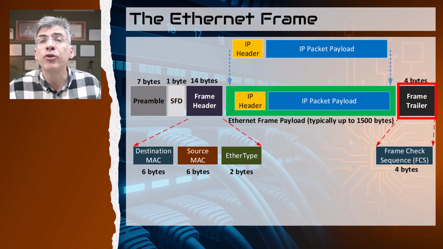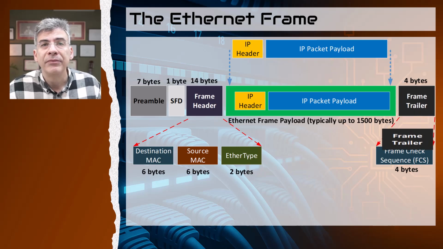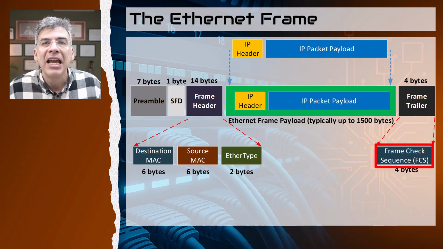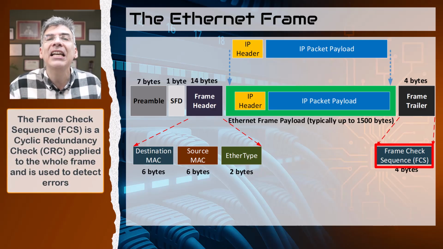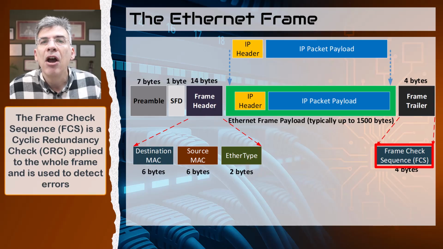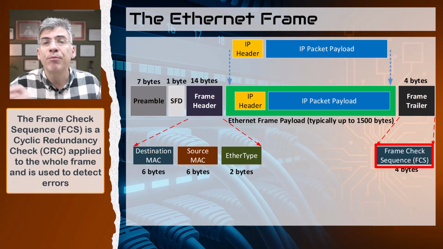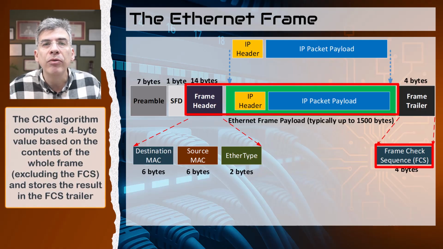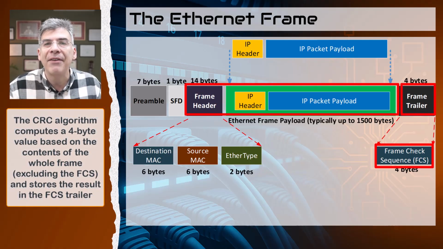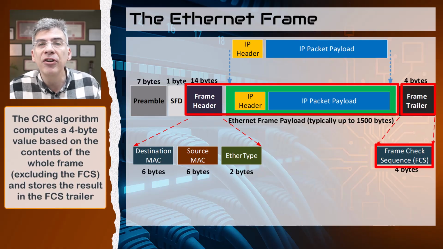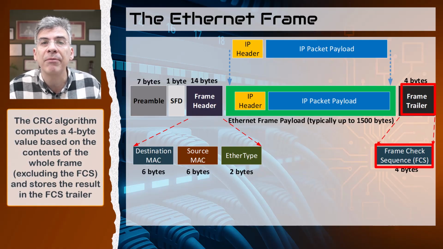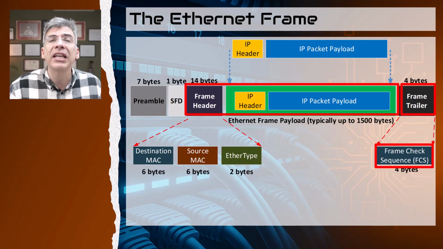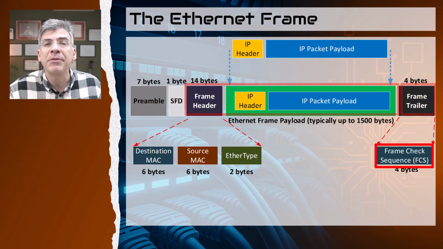Finally, we have a frame trailer added at the end as well. Now, unlike upper layer operations, Ethernet adds this frame check sequence at the end, which is a cyclic redundancy check, or CRC check, on the rest of the frame. This error detection process essentially takes the bit stream of the frame and computes a value that it stores in the 4-byte FCS. This value is computed as a function of all of the bits in the Ethernet frame fields except for the FCS field itself.